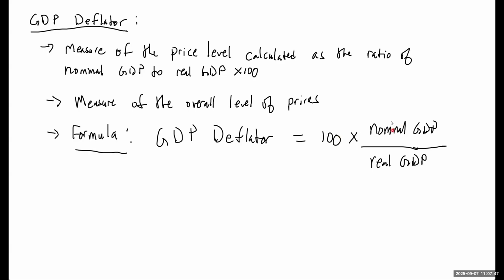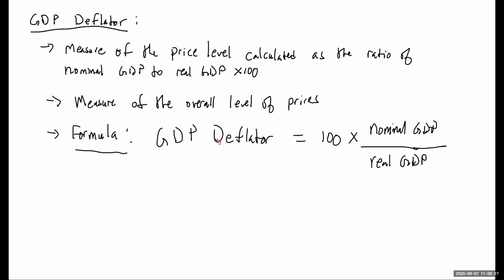So if the nominal GDP goes up compared to the real GDP, let's say it's 110, then if nominal GDP is higher than real GDP, this is greater than 1, then we are saying that the prices are going up. If the nominal GDP is below real GDP, this is less than 1, then we're saying that the prices are falling.